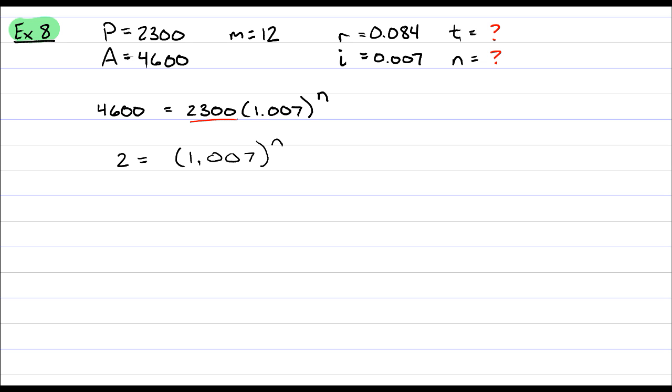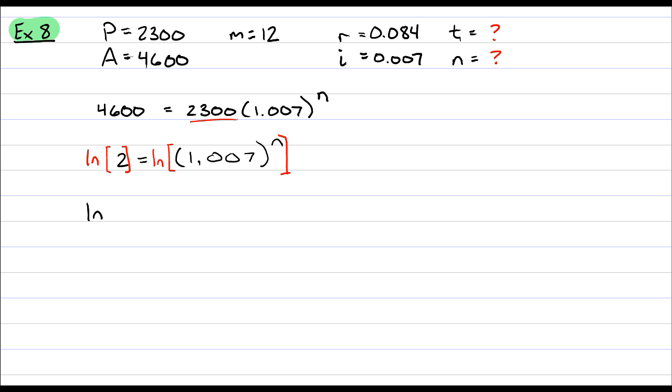Okay? So I need to solve for n, but n is sitting up in an exponent. And anytime we have a situation like that where we need to bring an exponent down, we need to use logarithms of some sort. So I'm going to take a logarithm of both sides of this equation. I can use any log I want, but just for simplicity, I'm going to use the natural log.